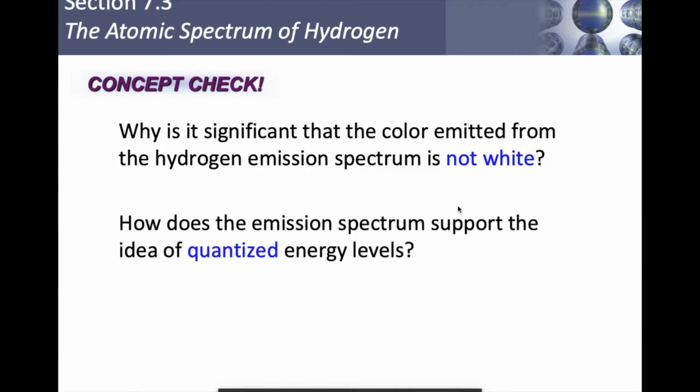Now, how does the emission spectrum itself support the idea of quantized energy levels? Well, again, only particular colors are showing up, which means that if you know the energy that we are getting from this, we should be able to calculate all of this out. We should be able to use the frequency to calculate the energy that that photon has and be able to figure some stuff out about it.